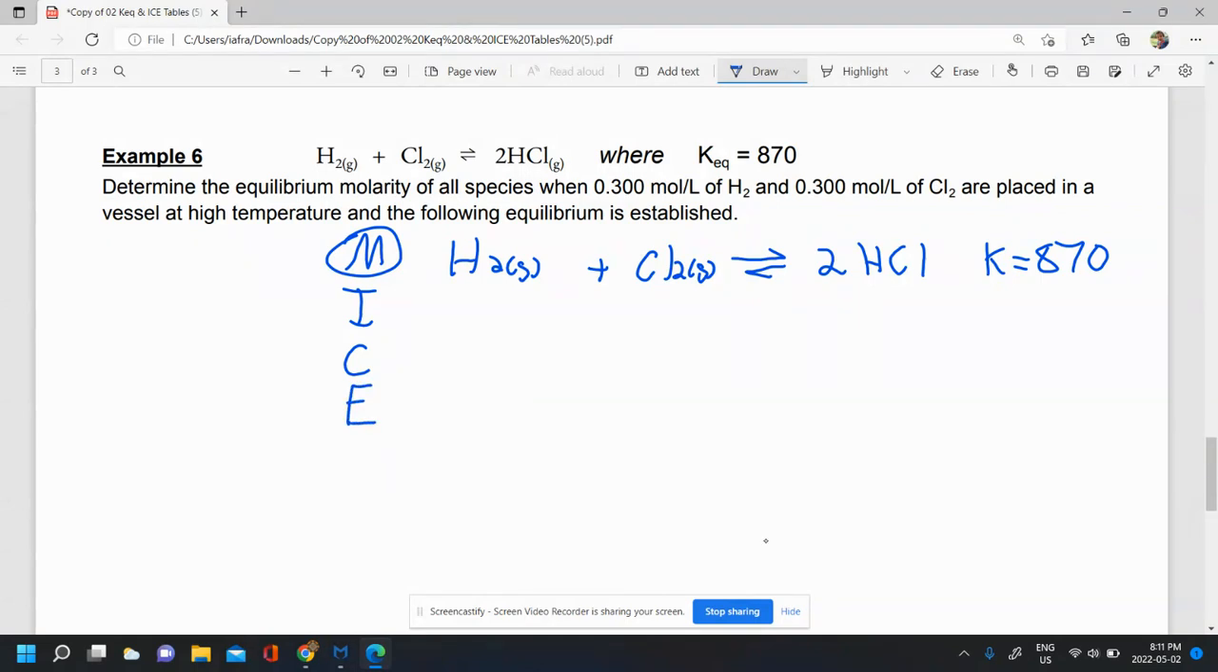And here we have 0.300 molar. Here we have 0.300 molar as well. We don't have to put the molar in there because we put the unit off to the side already. And then our product started off as 0. And our change will be based on the molar coefficients over here. So this will be minus x since it's consumed as a reactant, same thing here. And this will be plus 2x because it's produced as a product.